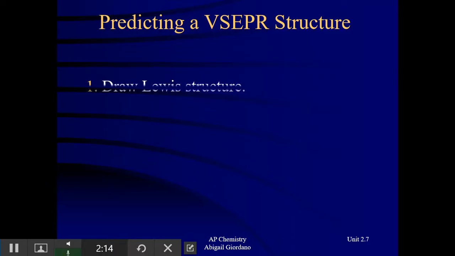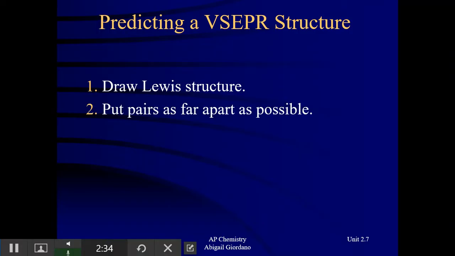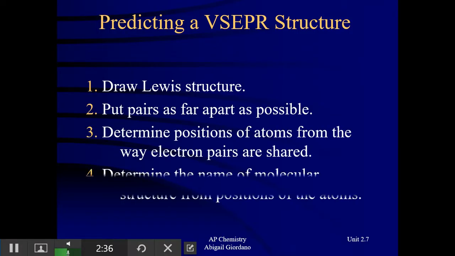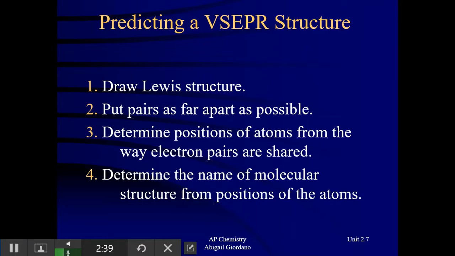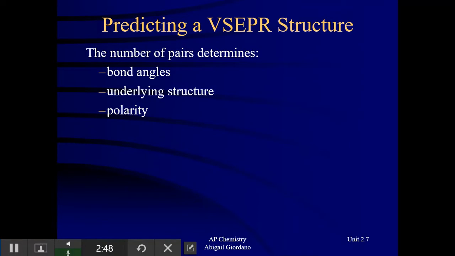So how do you predict the VSEPR shape? First and foremost, don't even try to predict a shape without a Lewis structure in front of you. Sometimes we get a little bit lazy and we start to just look at a molecule and we say, oh yeah, that's tetrahedral. Always draw it out, ladies and gentlemen. We're going to look at the chart. This chart that I gave you access to is going to help us determine, based on the positions of the atoms, what that three-dimensional shape is going to be. We're also going to look at bond angles and polarity as well.